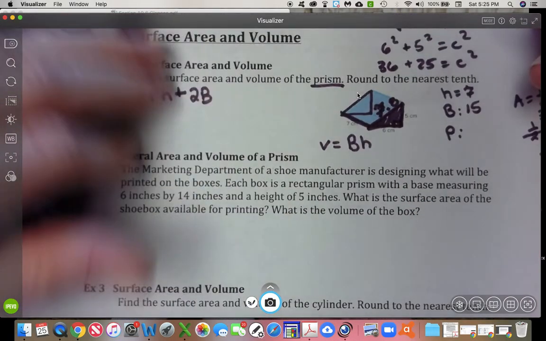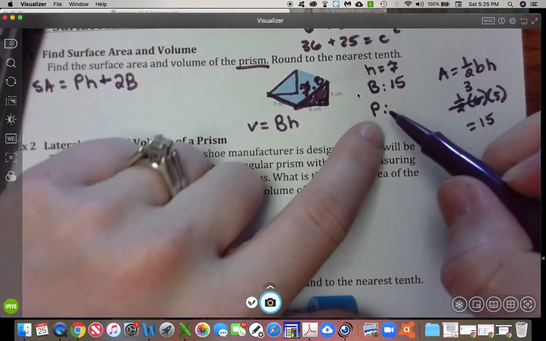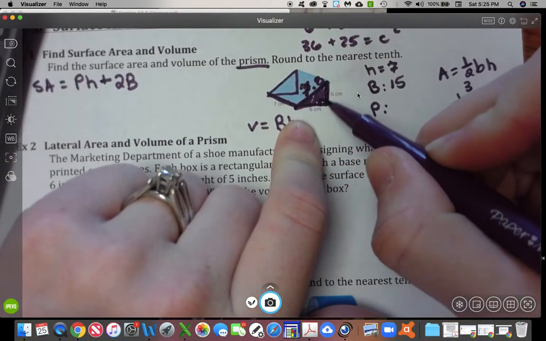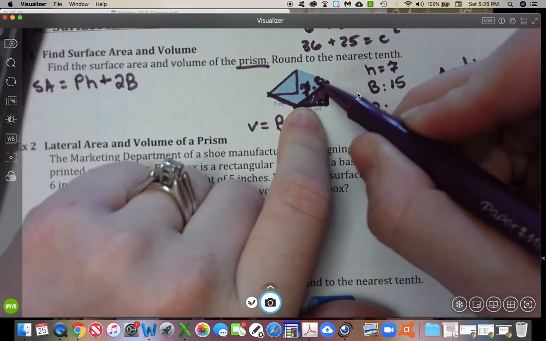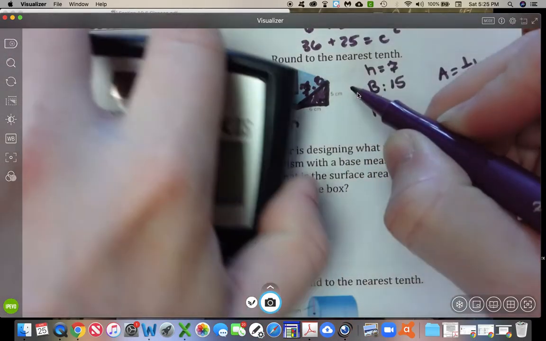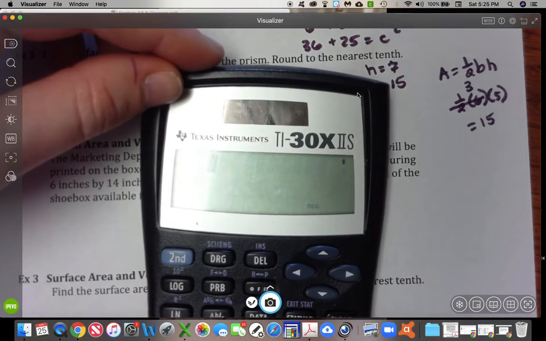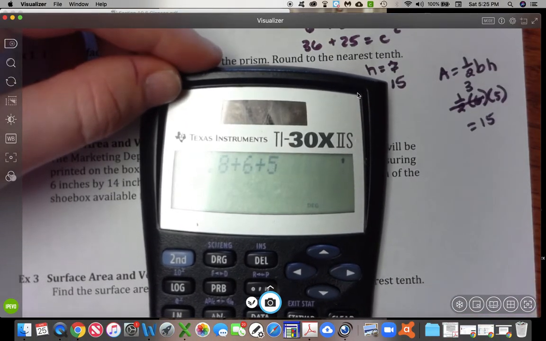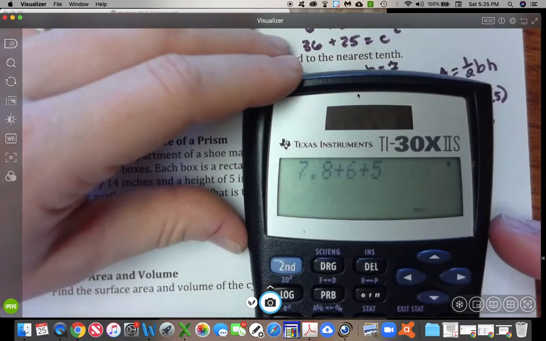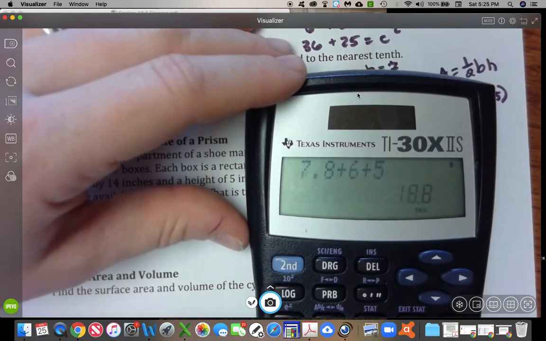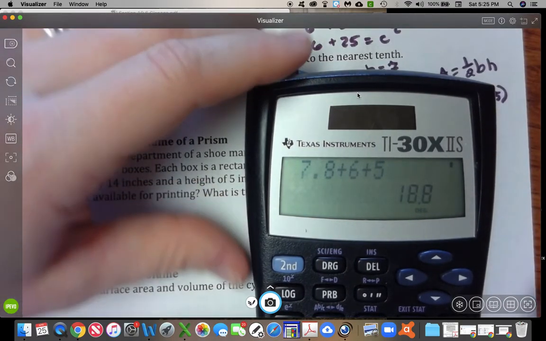Okay, so we're still working on finding the perimeter, adding those 3 sides together. So 7.8 plus 6 plus 5 is what I want for my perimeter, those 3 sides. I add all 3 of those together, and I get 18.8 as my perimeter.